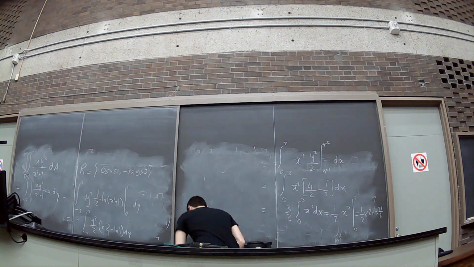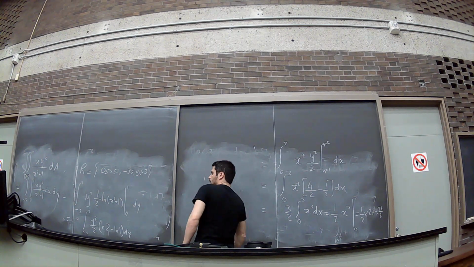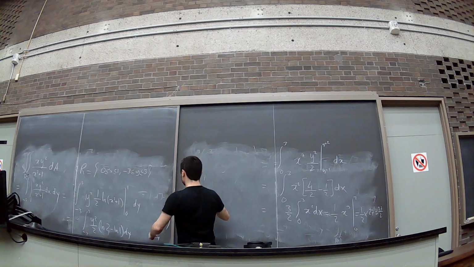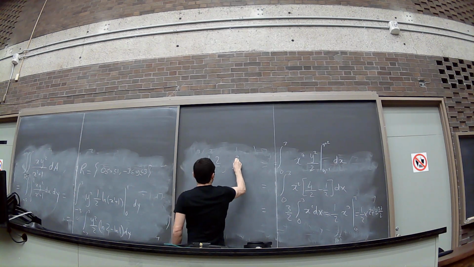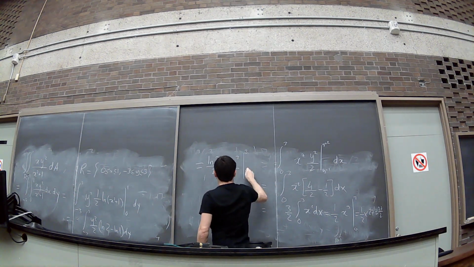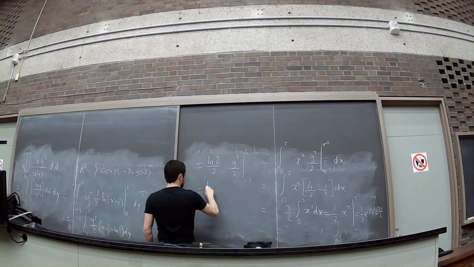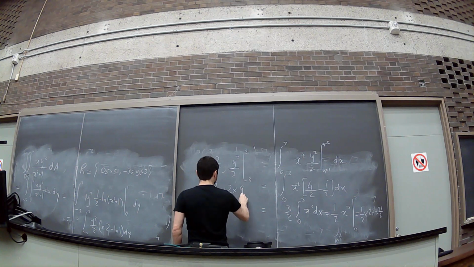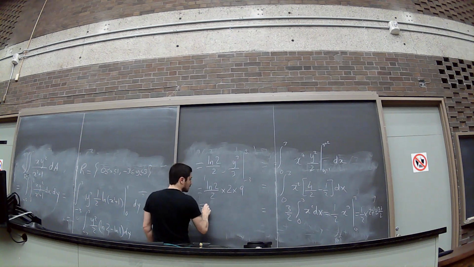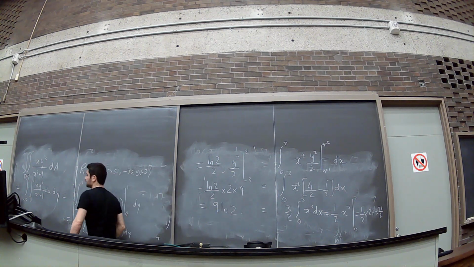3. What's y squared over 2 times ln 2? What's that integral? This is just ln 2 over 2, y cubed over 3 from 3 to minus 3. This is ln 2 over 2 times 2. 3 cubed over 3 is 9. So I get 9 ln 2. Can you please double check?